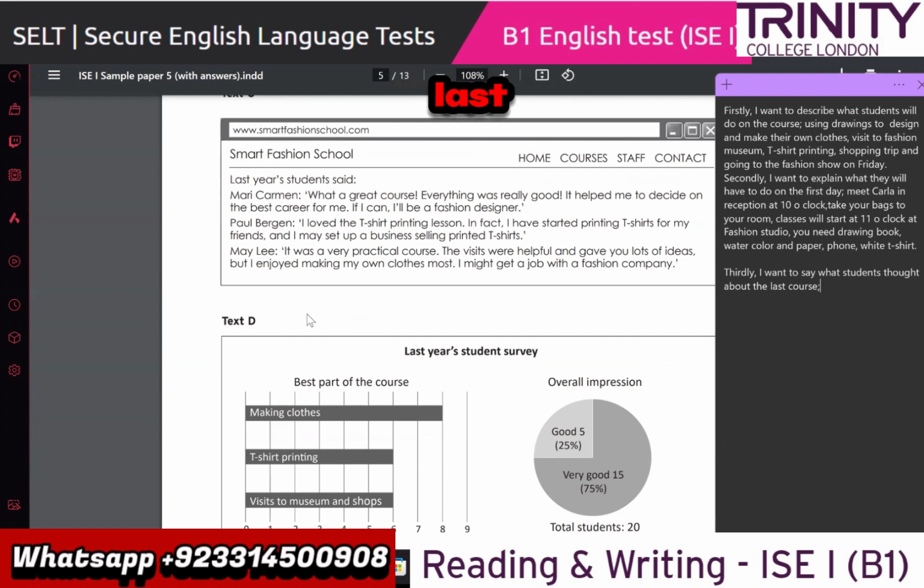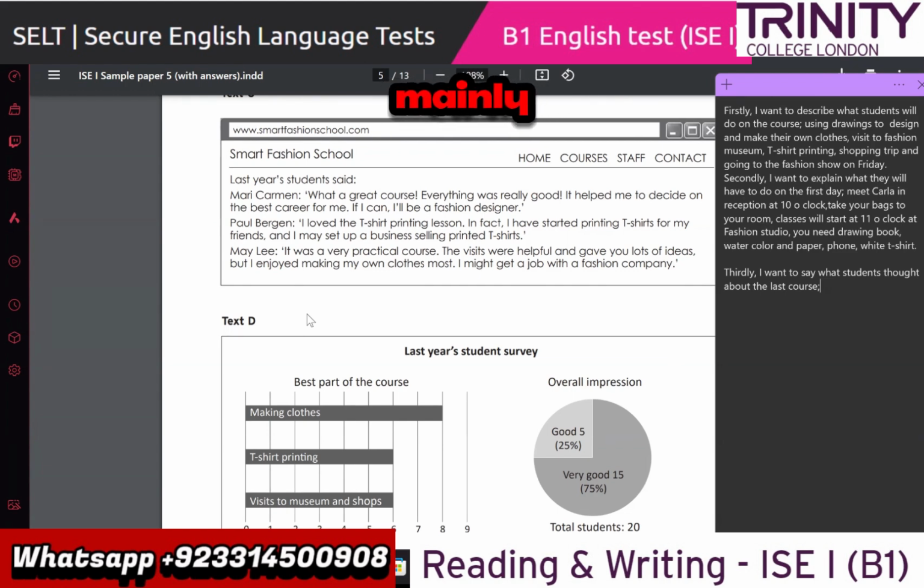Smart Fashion School. Last year's students said: Mary Chairman, what a great course. Everything was really good. It helped me to decide on the best career for me. If I can, I will be a fashion designer. Paul Bargain: I loved the t-shirt printing lessons. In fact, I have started printing t-shirts for my friends, and I may set up a business selling printed t-shirts.